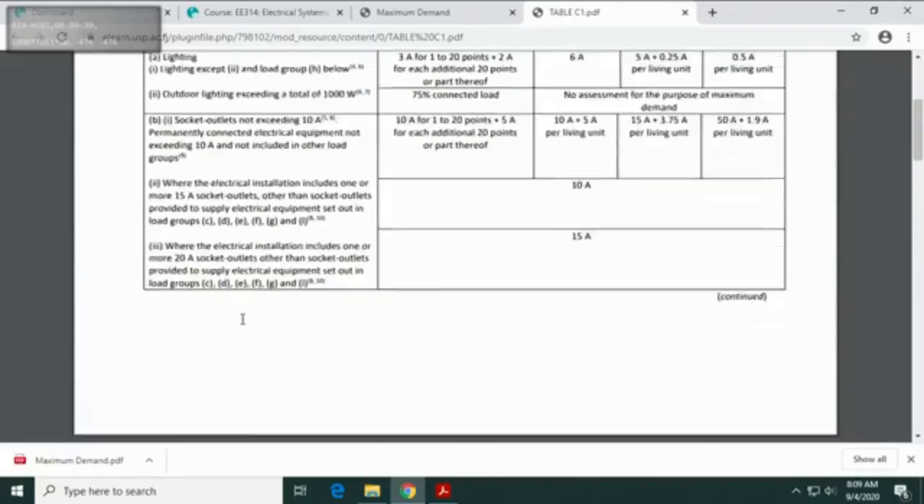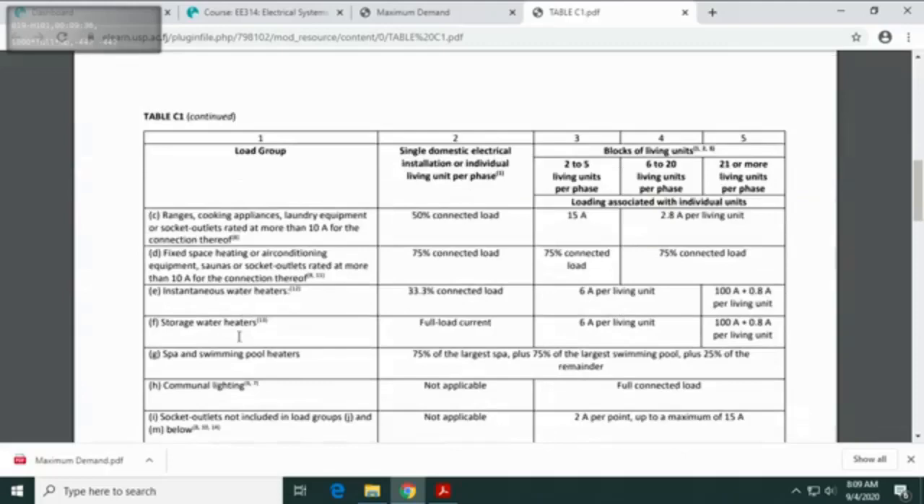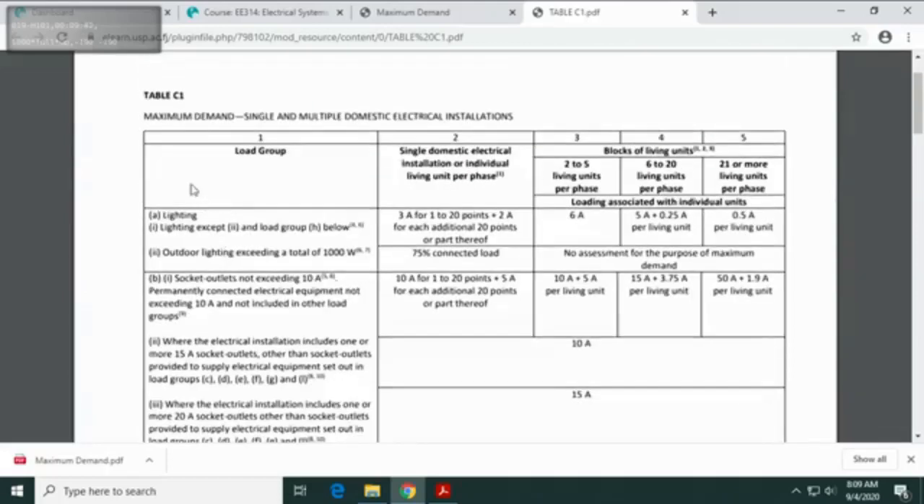Now for this light, it doesn't say that it is shared by a community or anything, so we just look at lighting group A, and it is an outdoor lighting, and also it's exceeding 1000 watt, so we put down group A2.